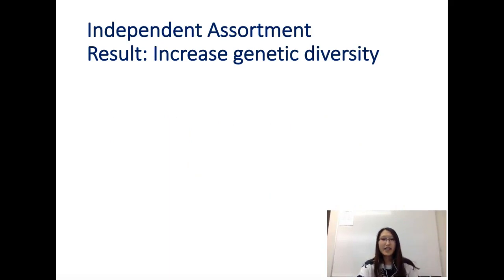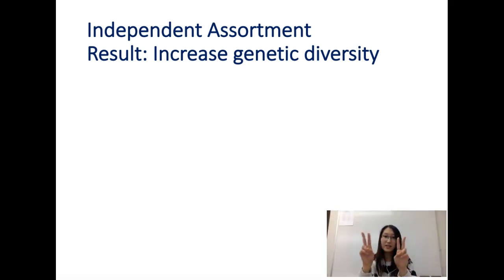Now, this next concept is called independent assortment. Independent assortment happens because homologous chromosomes can line up in any possible way during metaphase, okay? So you can have homologous chromosomes line up like this, and then the next pair could line up like this or this. The next pair can line up like this or this. So for every single pair of homologous chromosomes, you would have 2 possible lineups, this or this.